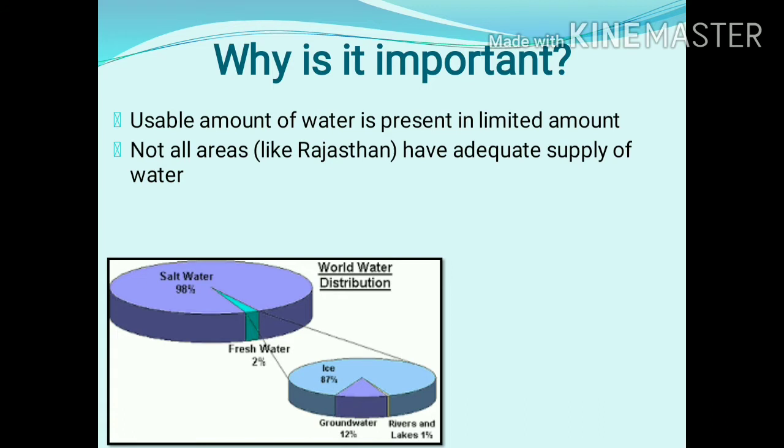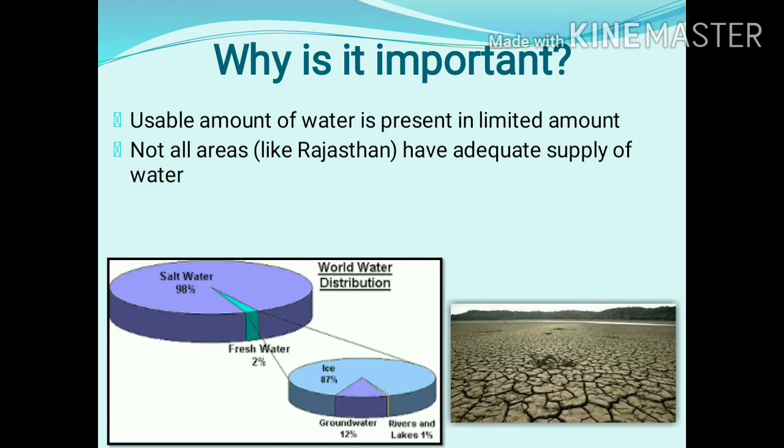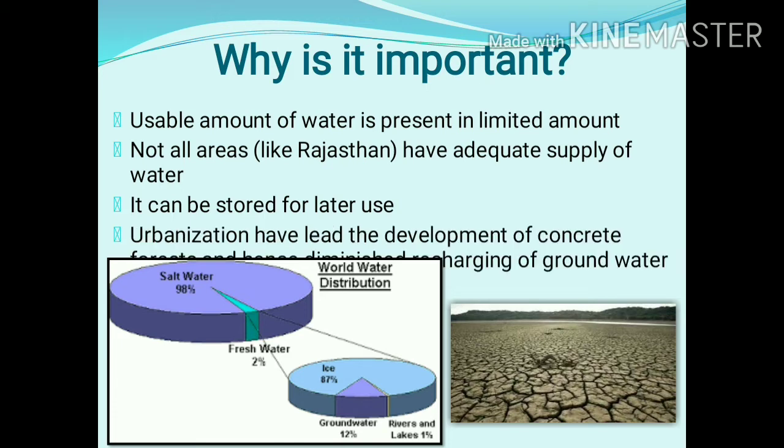Second point is, not all areas have an adequate supply of water, like Rajasthan. Water collected from rainwater harvesting can be stored for later use. Urbanization has led to the development of concrete forests and hence diminished recharging of groundwater.